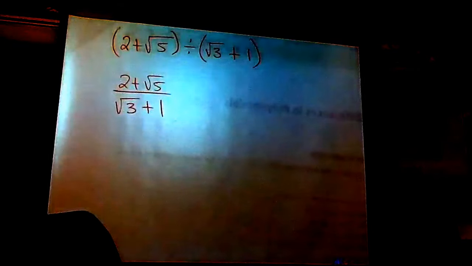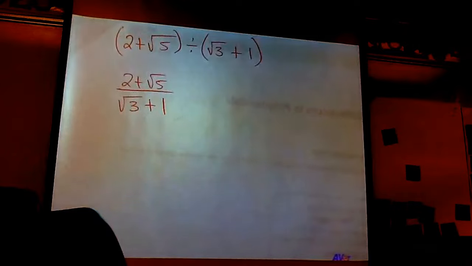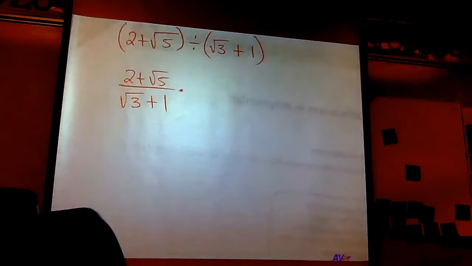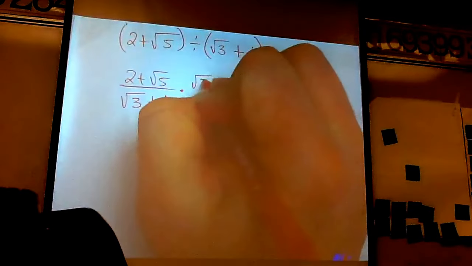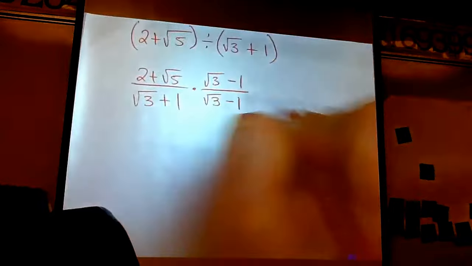What are we going to multiply by? Square root of 3 minus 1. You got to change the sign, because if you don't change the sign, the radical won't go away. So it's the square root of 3 minus 1 on top and bottom.